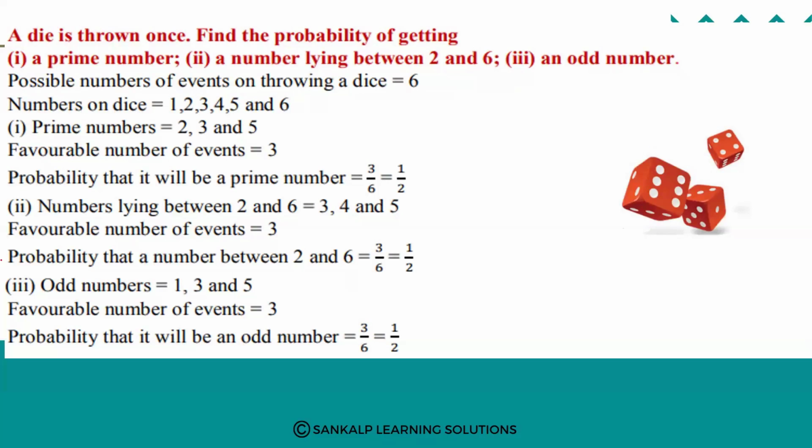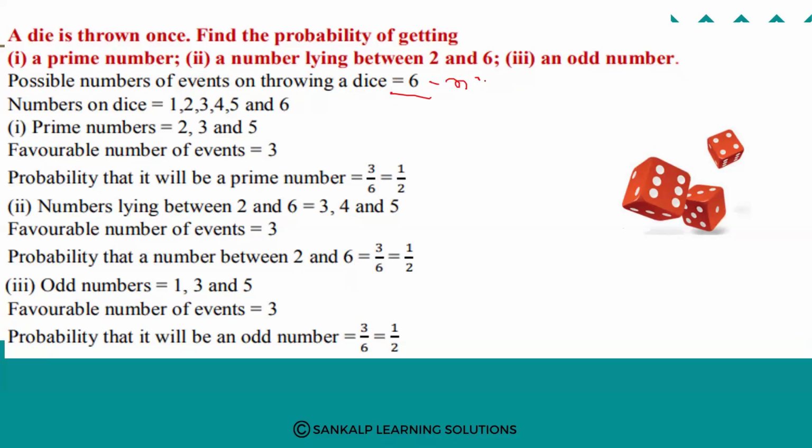A die is thrown once. Find the probability of getting a prime number, a number lying between 2 and 6, and an odd number. Here one die is there that we are throwing. That means die is thrown once. How many faces does it have? It has 6 faces. So each face has 1, 2, 3, 4, 5, 6 numbers. So the possible number of outcomes on throwing a die is 6, right?